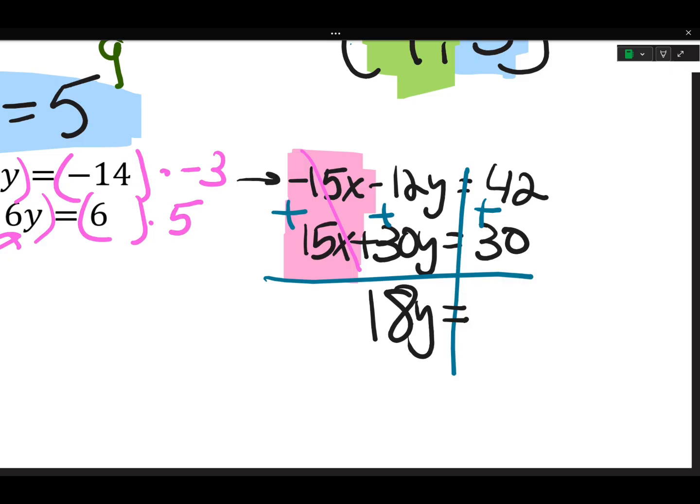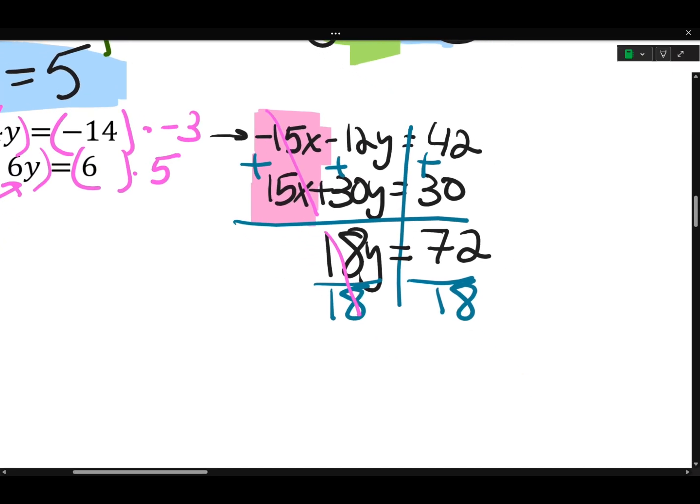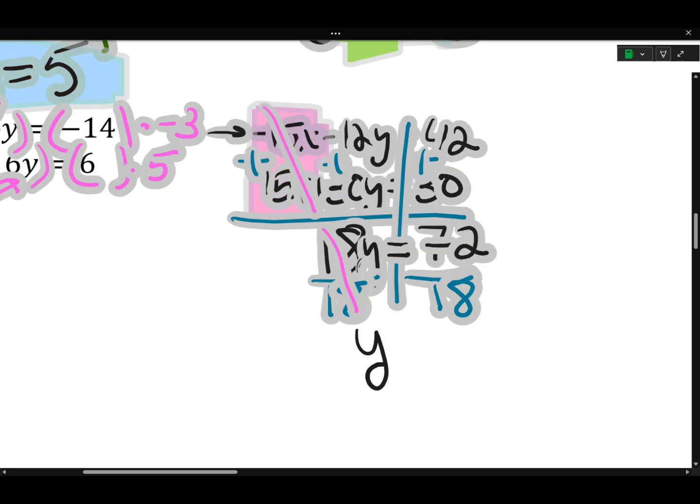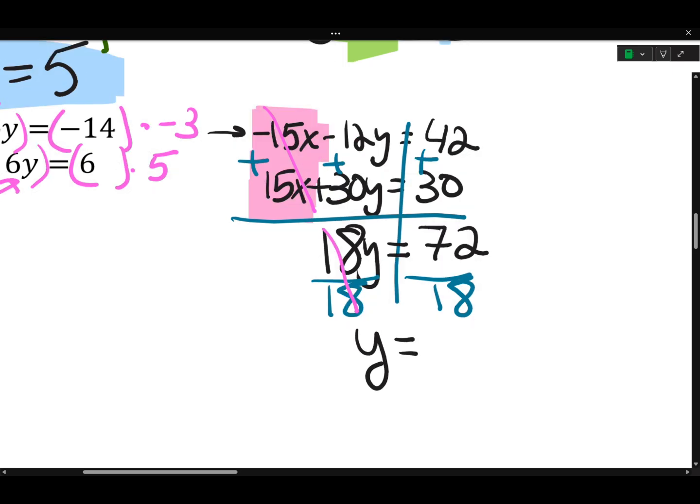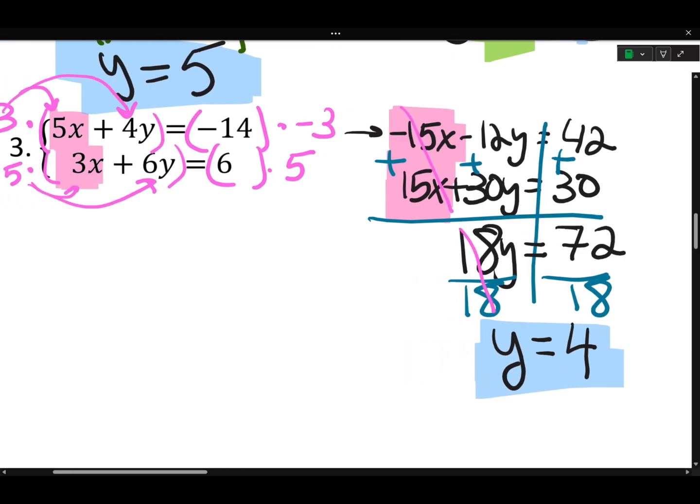42 plus 30 on the right side gives us 72. Let's finish by dividing both sides by 18. We're doing that because 18 divided by 18 is 1, and we want 1y. That's our goal. We want y by itself. 72 divided by 18 is 4. Y equals 4. Let's find x.